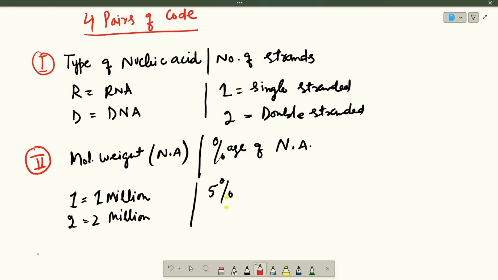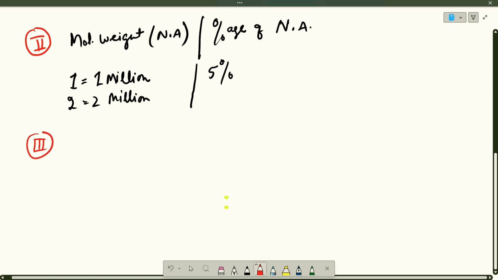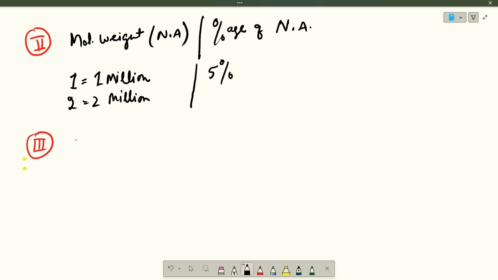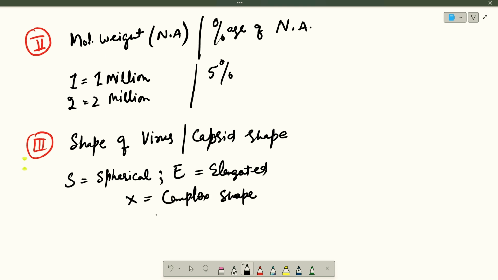Then coming to the third pair of code, this third pair of code contains information about the shape of the virus and the shape of the capsid. So if the shape of these two is coded as S, we say it represents spherical. If it is coded as E, we say elongated. And if it is coded as X, this means complex shape, which means that this virus has a combination of different shapes like spherical, elongated, and other shapes as well.